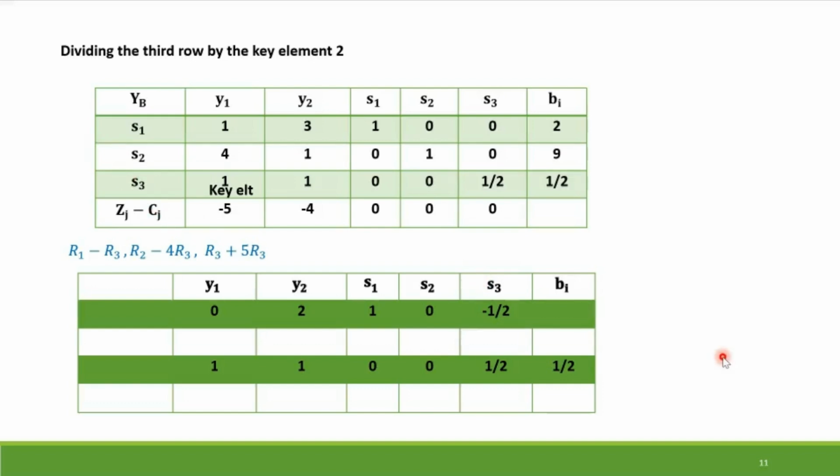So what is the last element? 2 minus 1 by 2 is 3 by 2. Okay. Second row: 4 minus 4, 0. 1 minus 4, minus 3. 0 minus 0. 1 minus 4 into 0, 1. 0 minus 4 by 2, minus 2. Then 9 minus 1 by 2. How much is that?